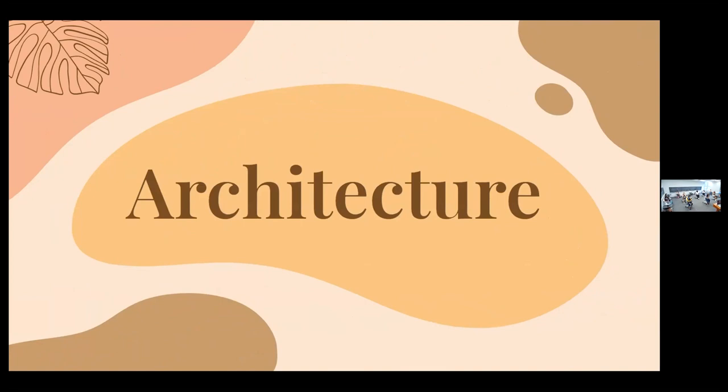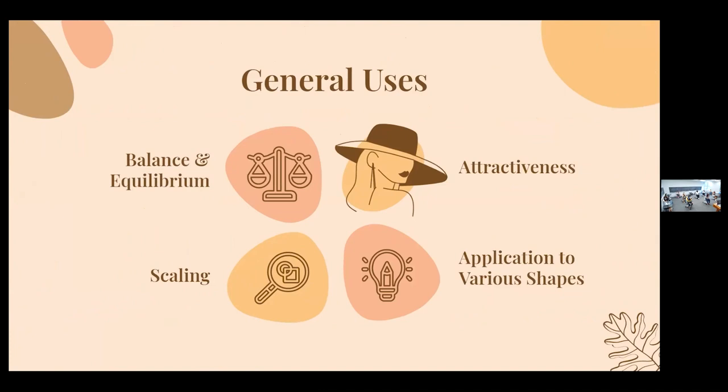So now let's discuss the golden ratio's presence in architecture. The golden ratio is a fundamental principle in architecture. In order to design and construct an aesthetically pleasing structure, there's a variety of requirements that need to be taken into consideration. The golden ratio's general uses in architecture include balancing equilibrium, attractiveness, scaling, and its application to various shapes. For example, a building would need a good sense of balance since people naturally gravitate to such buildings. And this would be accomplished by basing the structure off the principles of the golden rectangle, which I talked about before.